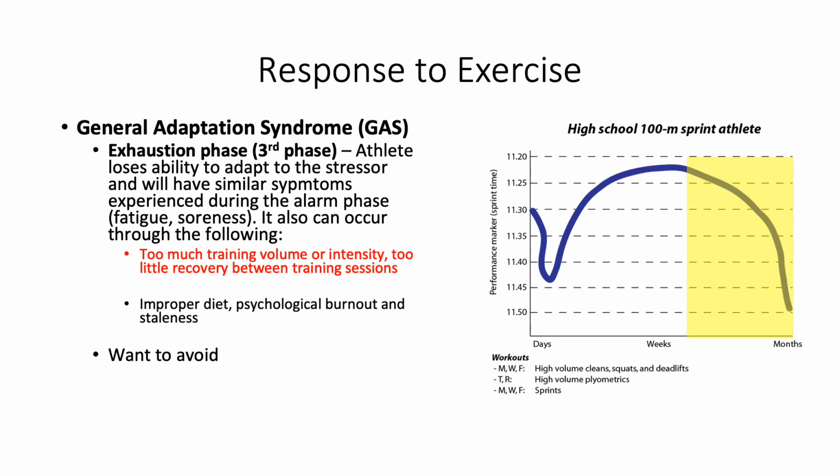The exhaustion phase, which is the last phase, is where the athlete loses the ability to adapt to the stressor and will have similar symptoms experienced during the alarm phase, such as soreness and fatigue. The cause of the exhaustion phase may be too much training volume or intensity, or too little recovery between training sessions. Other factors playing a role could be improper diet, psychological burnout, and staleness of the program. Generally speaking, we want to avoid this phase because if it continues, it will lead to overtraining, which is very detrimental to the athlete.